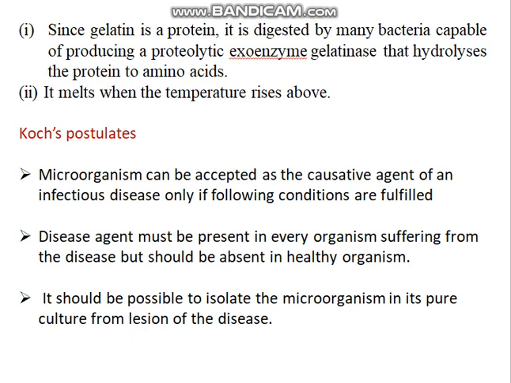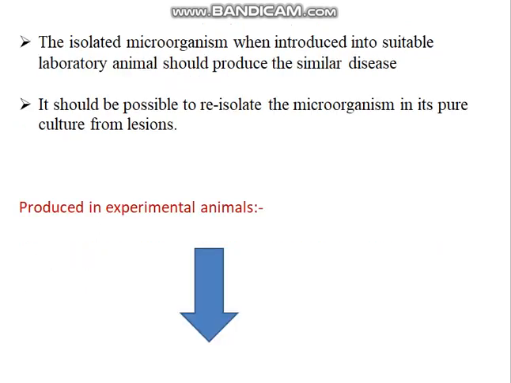Third one is, it is possible to isolate the microorganism from a diseased organism, and it can be grown in a culture. So three things he put forward. Koch put forward mainly three things. Each and every infectious disease has a microorganism. That microorganism will be absent in a healthy organism. And this microorganism which causes disease can be isolated and grown in a pure culture.